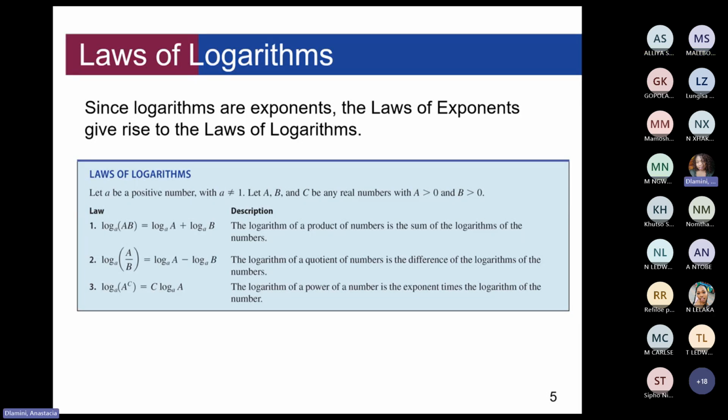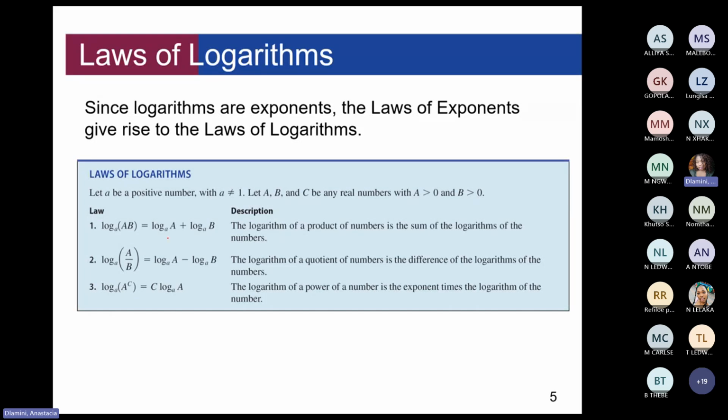So they're saying that remember when we did our exponential laws, the logarithms are exponents. So the laws of exponents give rise to the laws of logarithm. Remember when you were multiplying same bases, what did you do to the exponent? You added the exponent, isn't it? So here it applies that if you're multiplying A and B, base a, then you add the logs.